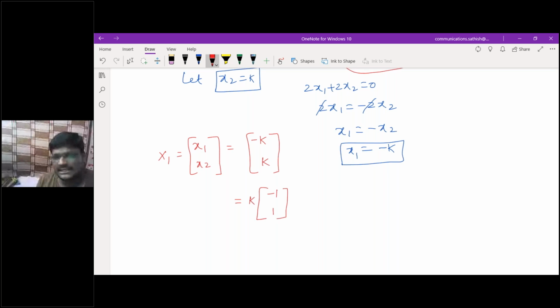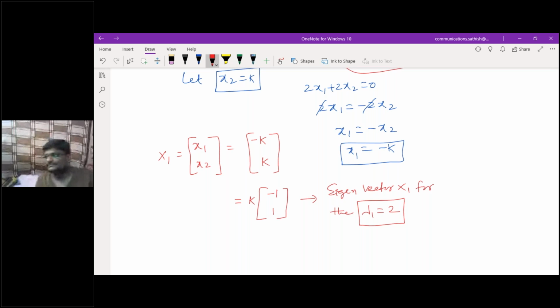So now the eigenvector corresponding to this eigenvalue is called what? This is eigenvector x1 for lambda 1 equal to 2. Am I correct?